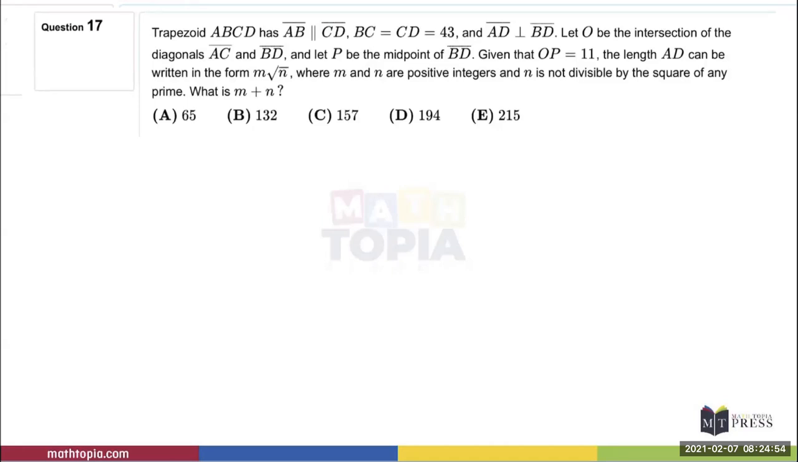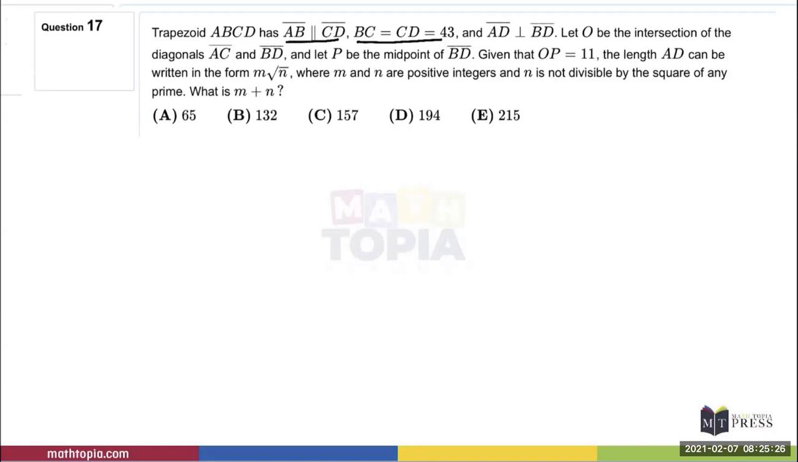2021 AMC 10A problem 17. So this looks like a nice geometry problem with the trapezoid. Let's try to draw an appropriate figure based on the given information. I'm thinking that BC and CD, and I think that these two bases are parallel.